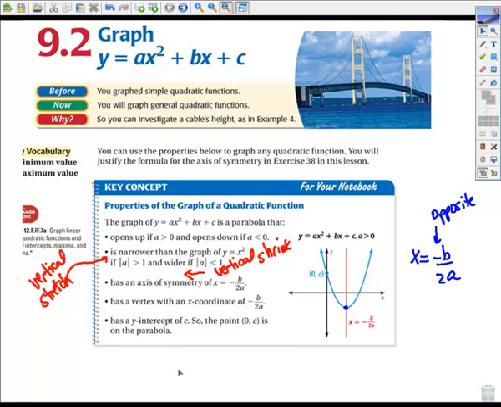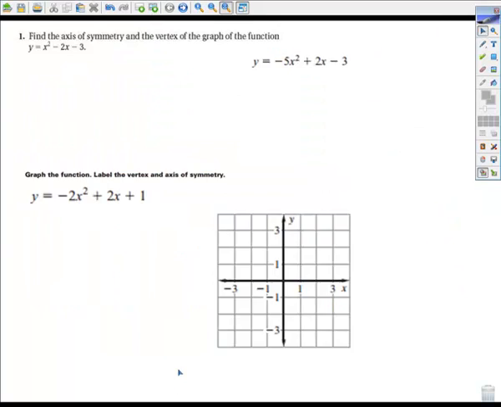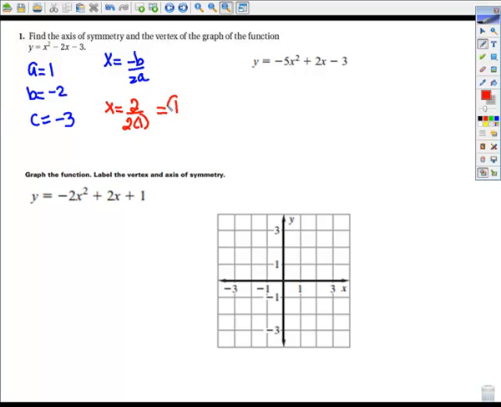Alright, so we are going to go ahead and analyze some of these parabolas and we're going to graph them. So first it's asking us to find the axis of symmetry and the vertex of each of these two functions. What I want you to do is identify a, b, and c first. So the a value is 1, the b value is negative 2, and the c value is negative 3. I know my formula for the axis of symmetry is the opposite of b over 2a. So now it's just a matter of plugging them in. So x equals the opposite of b, which would be 2, over 2 times a, 2 times 1. 2 over 2 is 1. So I know that my axis of symmetry is x equals 1.